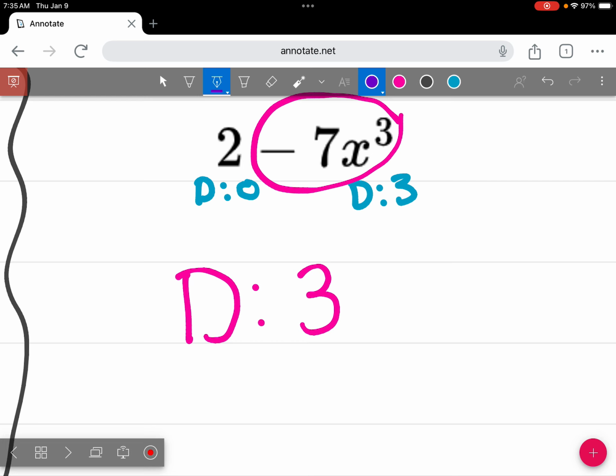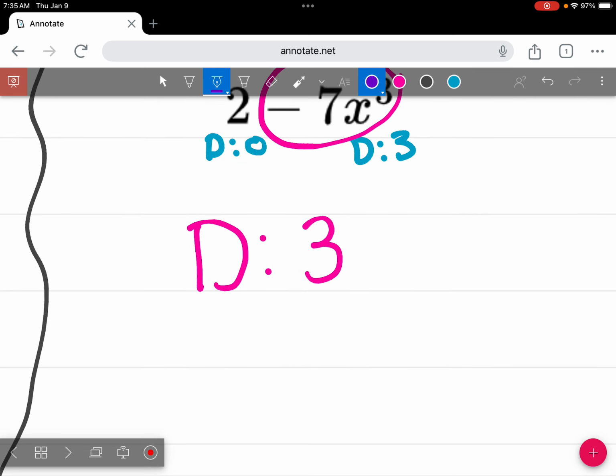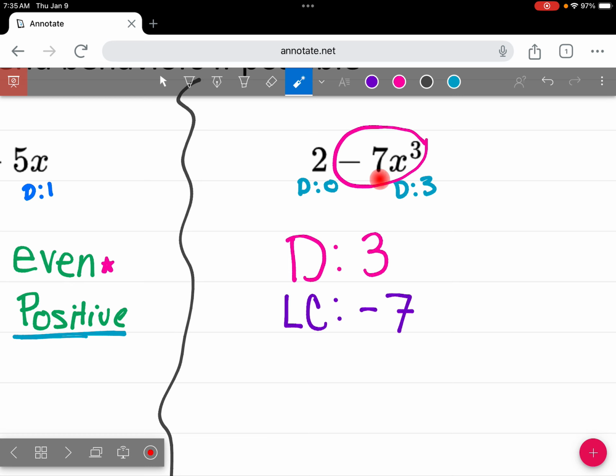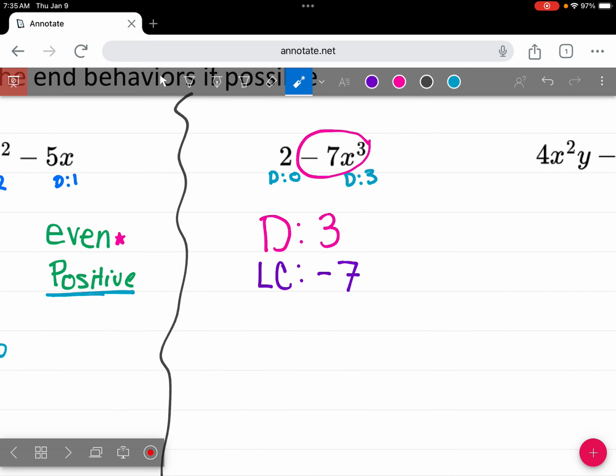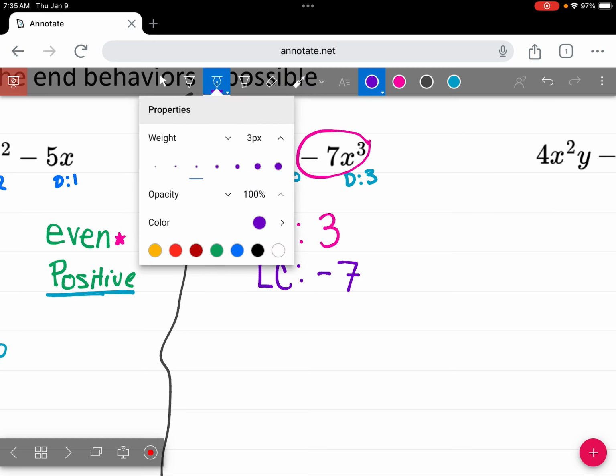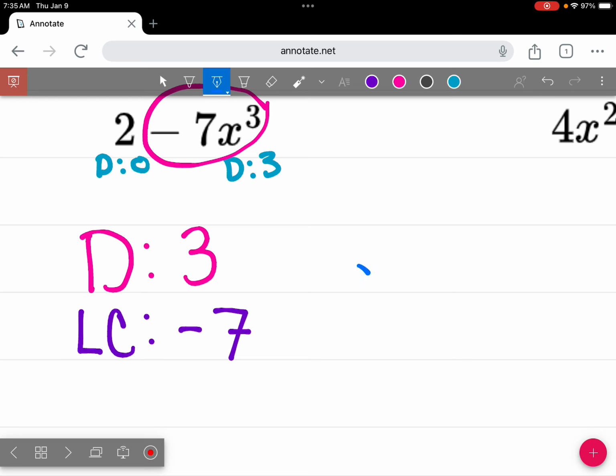What is our leading coefficient then? Careful, careful, careful. Oh, negative. Negative 7. The sign goes with it. Negative 7. So is this even or odd? It is odd. Our degree tells us that part. Is this positive or negative? Negative. That's why that sign is so important. It has to stay with it. This is a negative leading coefficient.